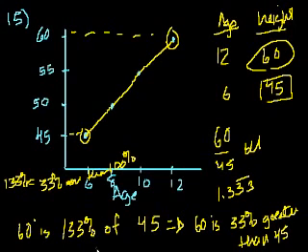So they want to know how much greater 60 is than 45. Well, it's 33% greater. And so the answer is C, 33 and 1/3, because it's repeating 33.